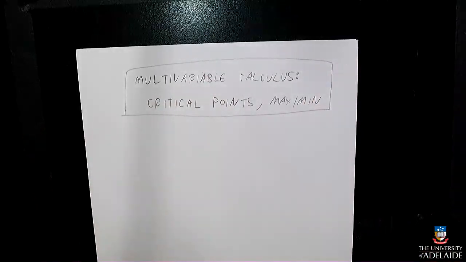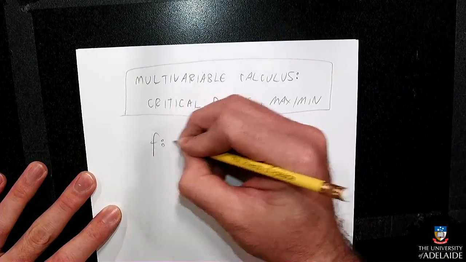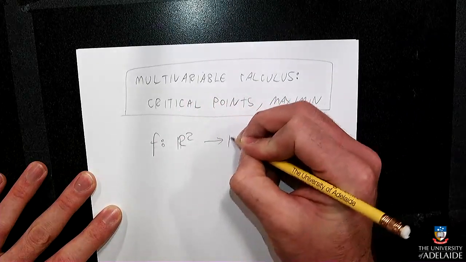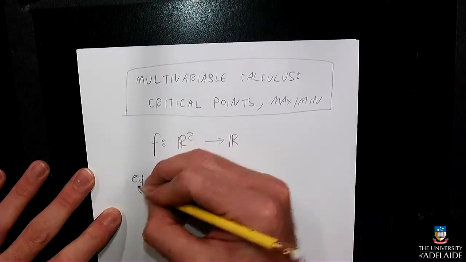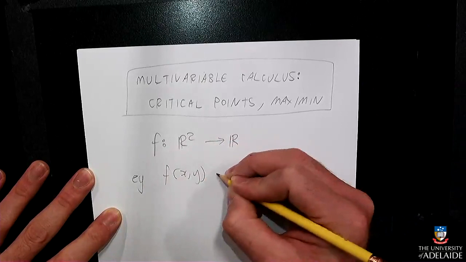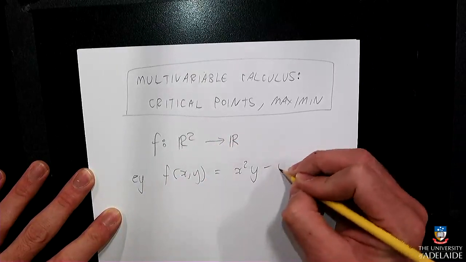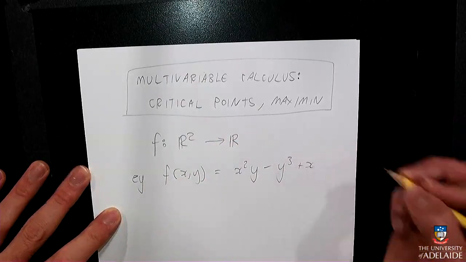So the general idea is that you've got a function and it takes, usually in this case, 2 variables and produces a single output number. Something like that, a function that takes R2 in and spits R out. So for example, you might take the point x, y, and it might produce x squared y minus y cubed plus x, or something like that.